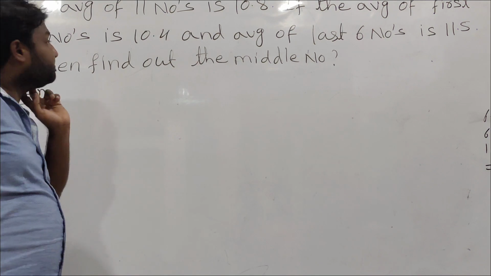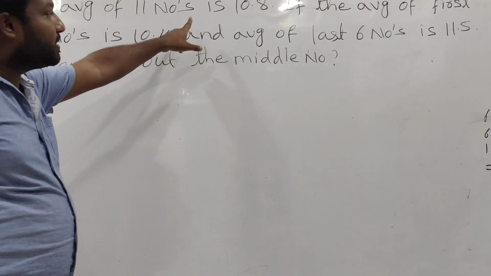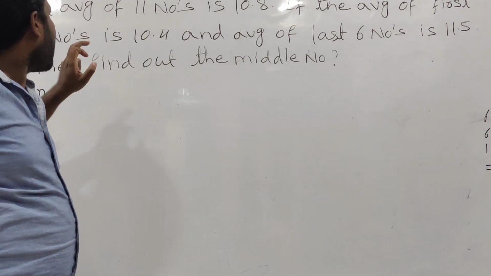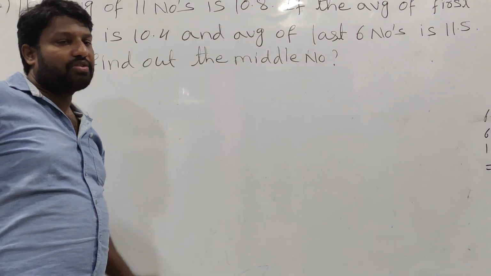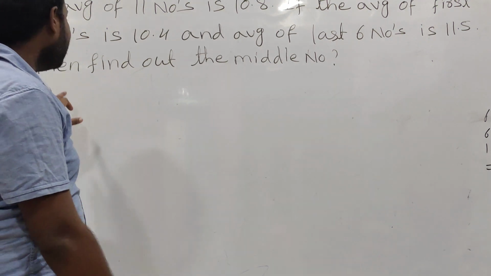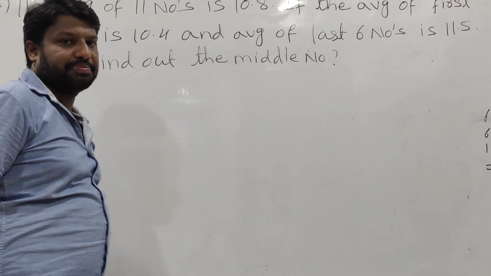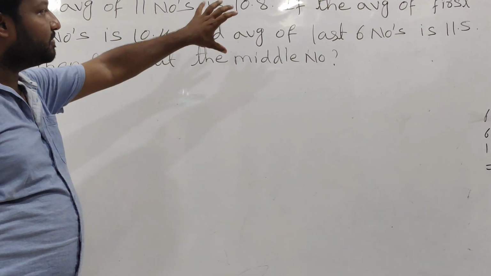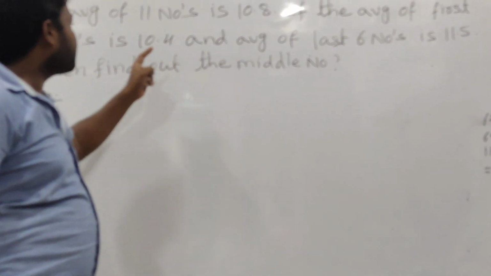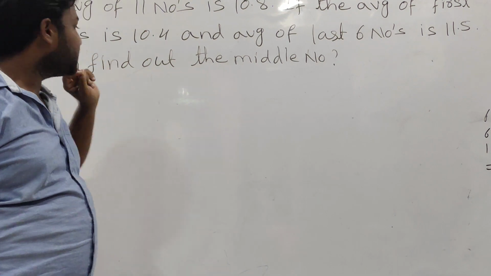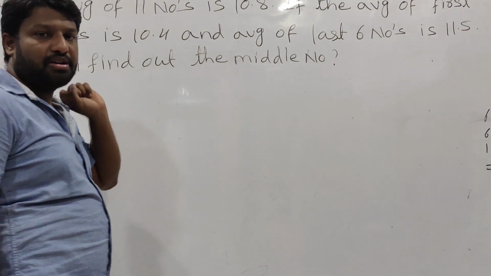Now, coming to the next question: the average of 11 numbers is 10.8. If the average of the first 6 numbers is 10.4 and the average of the last 6 numbers is 11.5, then find out the middle number. They have given the average of 11 numbers as 10.8. Out of this, the average of the first 6 numbers is 10.4 and the average of the last 6 numbers is 11.5. They asked to find the middle number.